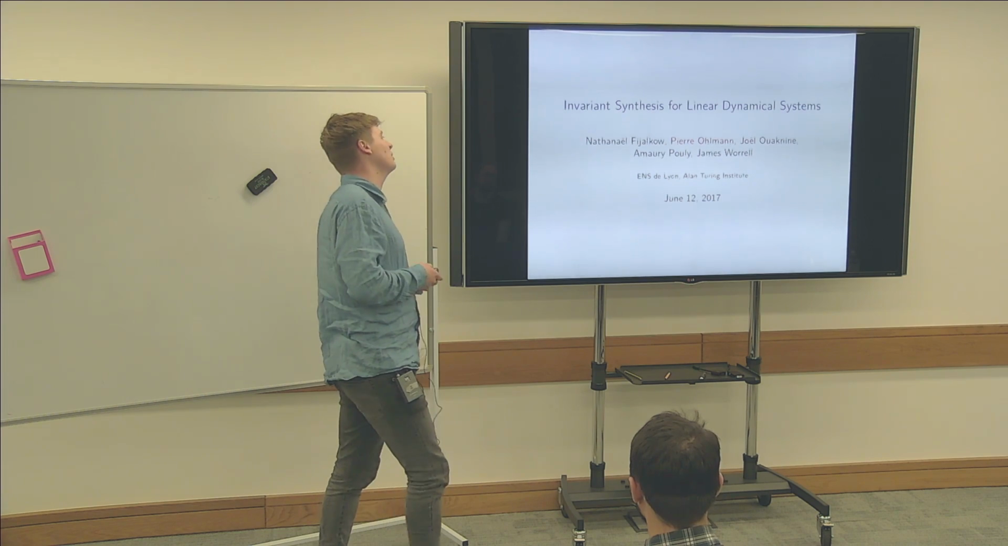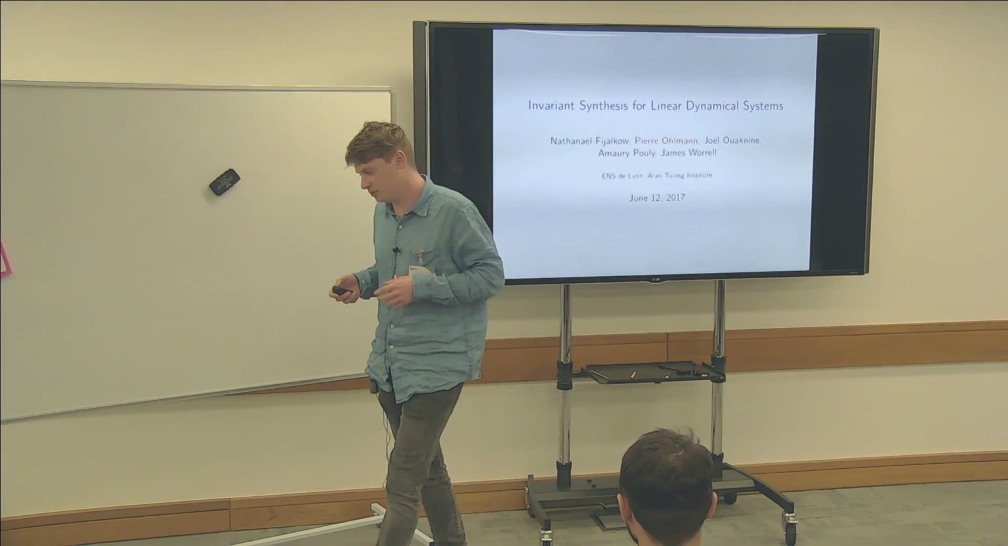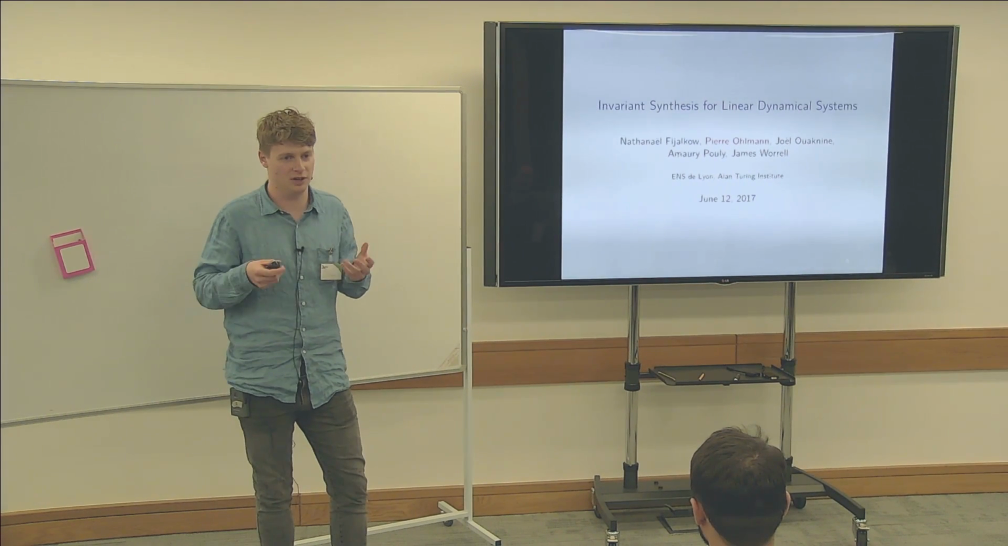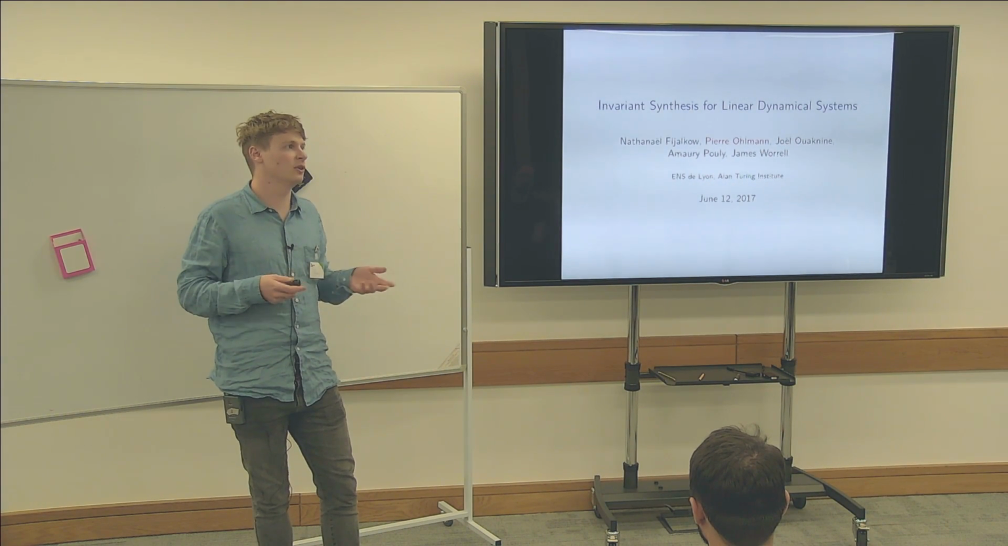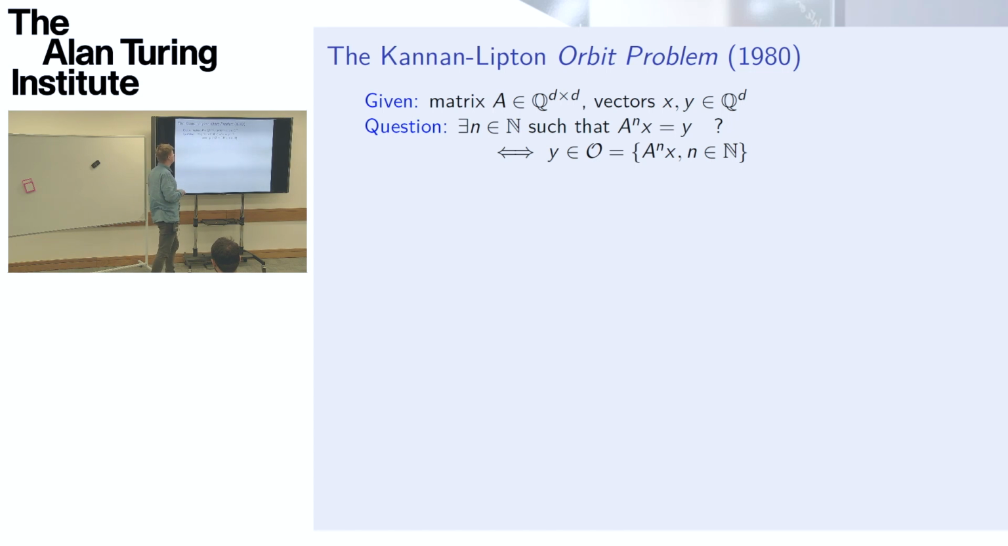Okay, so we're going to talk about linear dynamical systems, and the question is to study them from the point of view of invariants. So we're going to see all of this. The first question is the so-called orbit problem. People also call it the Cannon-Lipton orbit problem because they solved it. They were the first ones to give decidability in the 80s.